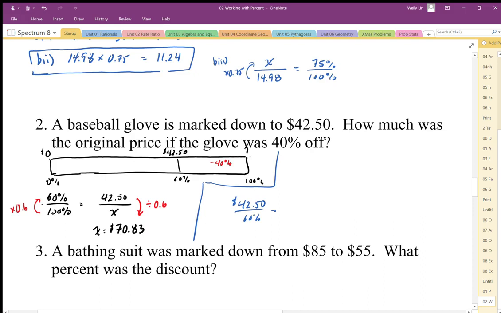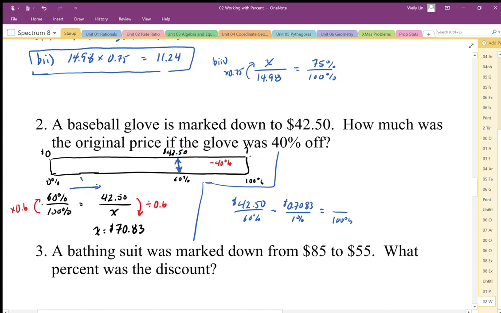So I get $42.50 divided by 60%. And that gives me 0.7083. Okay, so this is going to be $0.7083 for 1%. Well, if that's how much 1% is, I can multiply by 100 to get my 100%. That's basically my scale factor going up and down. It's going that way, but it's also the scale factor going in this direction.